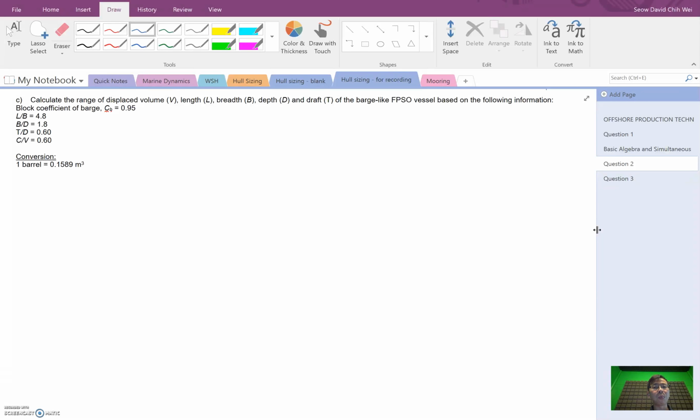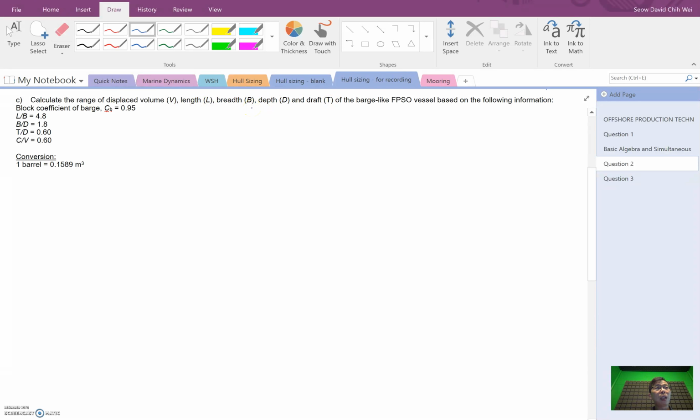So these are the three numerical answers, and let me just focus on part C, which is basically solving the multiple variables using multiple simultaneous equations. Alright, so I'm going to go slowly, part by part. So I'm given block coefficient of barge CB equals to 0.95. I hope you still remember what is a block coefficient. L over B as 4.8, B over D as 1.8, T over D as 0.6, and C over V as 0.6. Of course, V, L, B, D, T, they're all given on top.